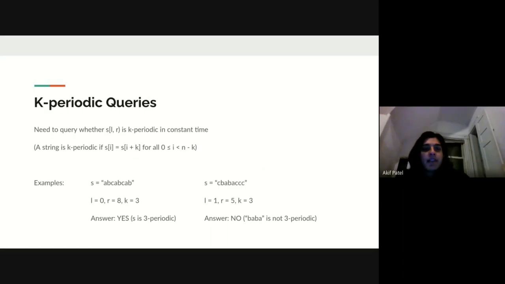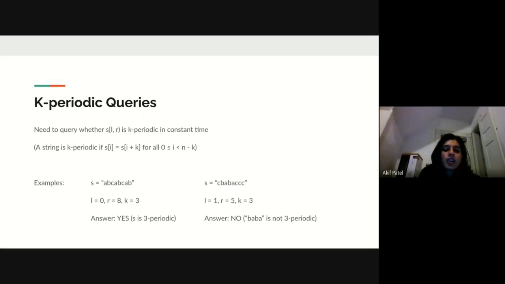Okay, this one is one of my favorite ones. It's a really smart trick. The problem is that you have a string and you want to query whether some substring LR is K periodic, and you want to do it in constant time. K is a given value. A string is K periodic if s[i] equals s[i+K] for all values of i where that makes sense in the string, so from 0 to n minus K.